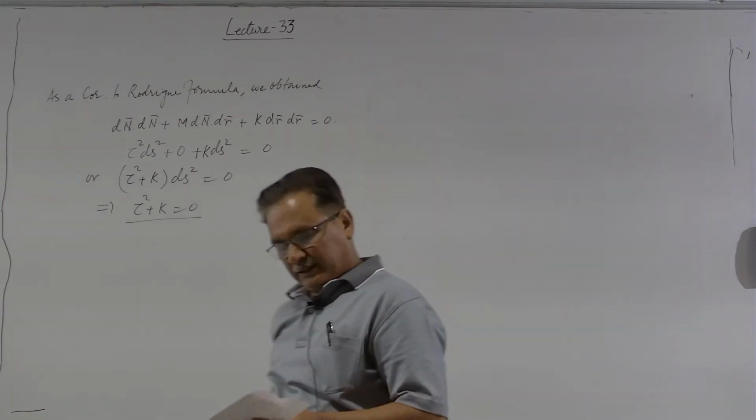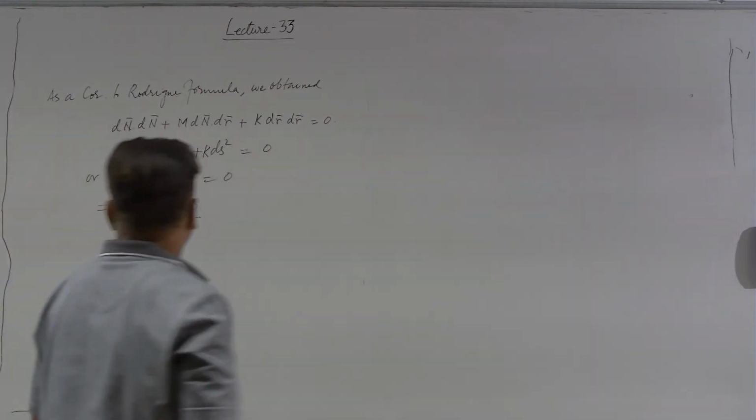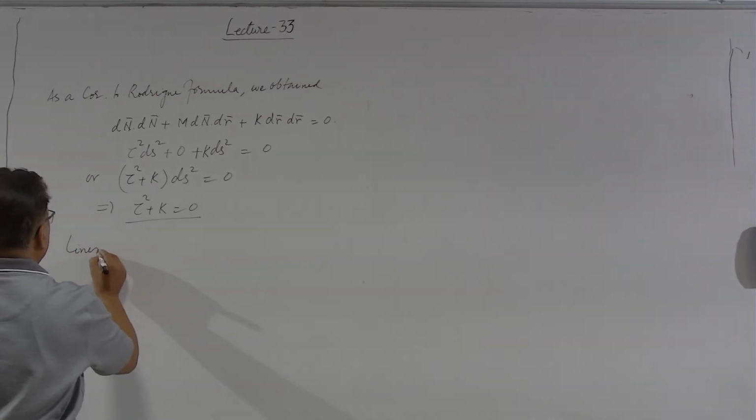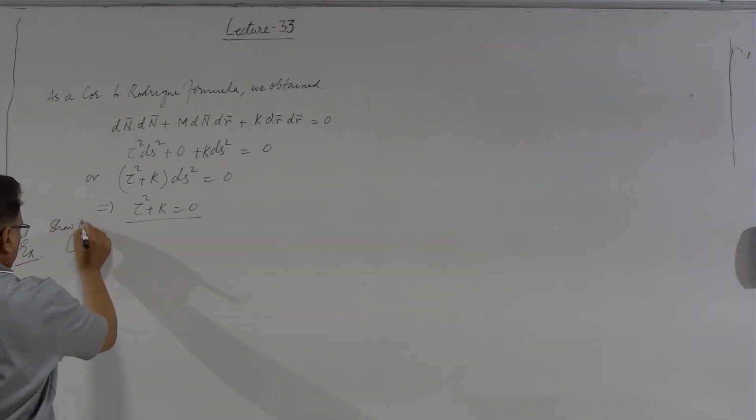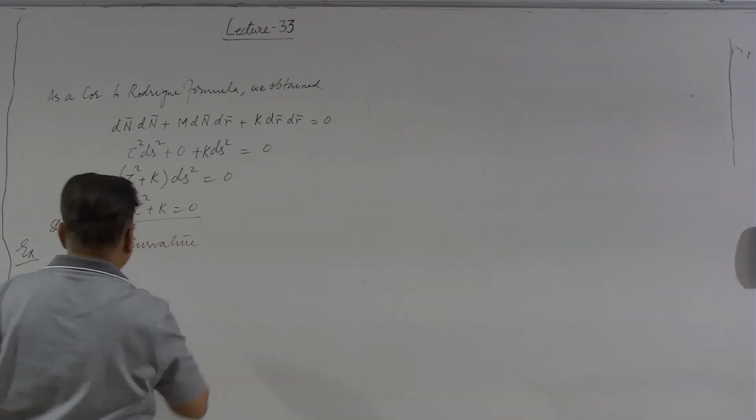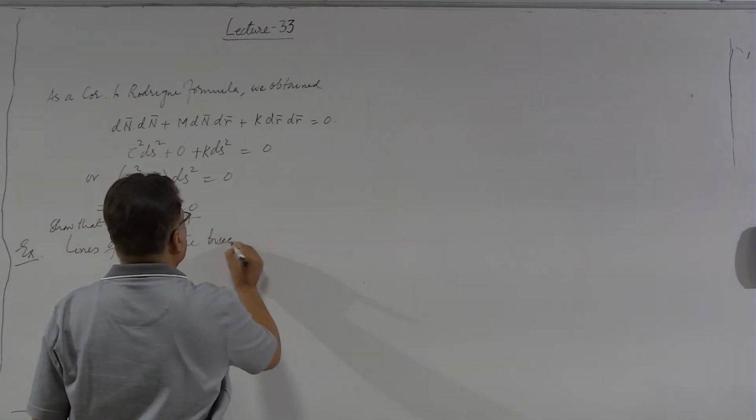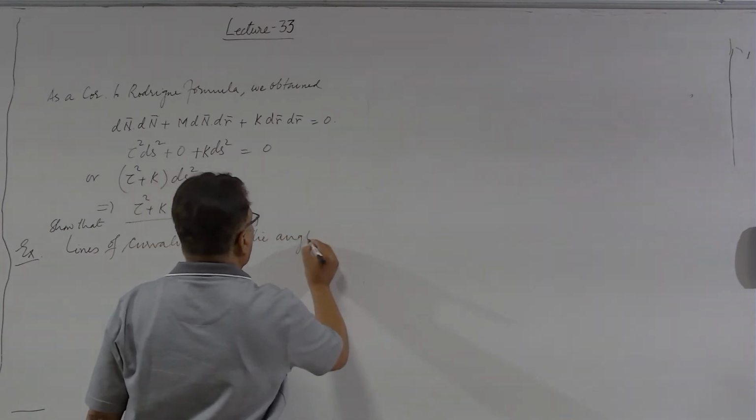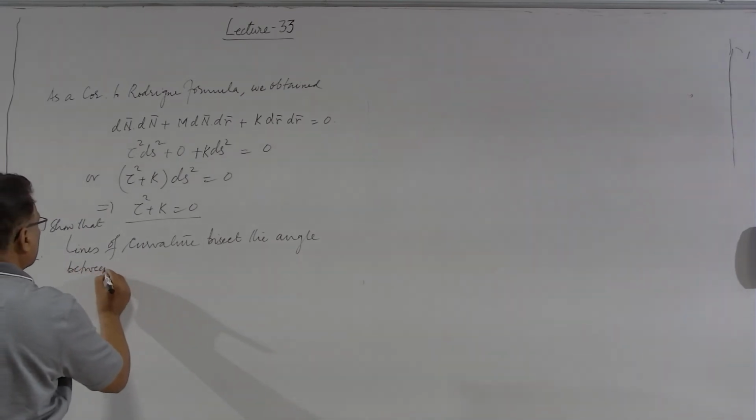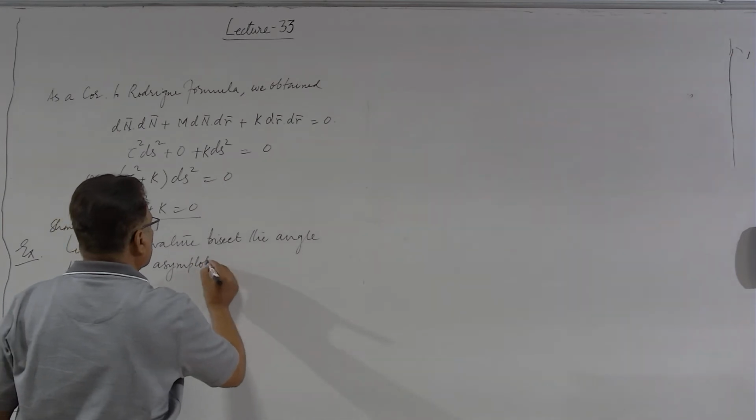Now, we have a few more exercises. For example, lines of curvature bisect the angle between the asymptotic lines. This is another exercise. Show that lines of curvature bisect the angle between the asymptotic lines. This is interesting.